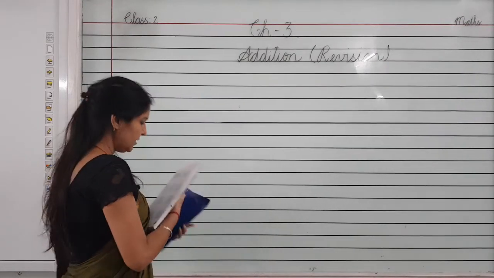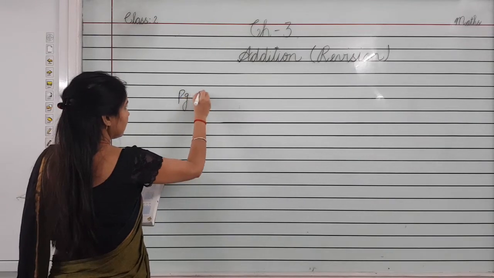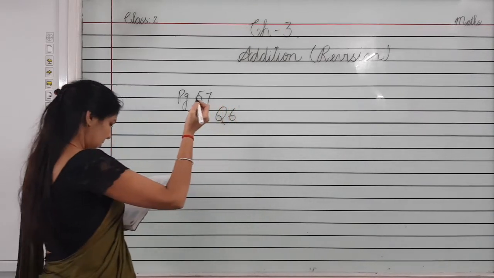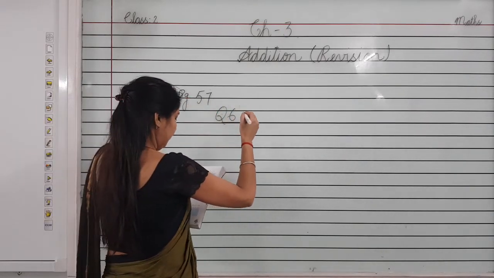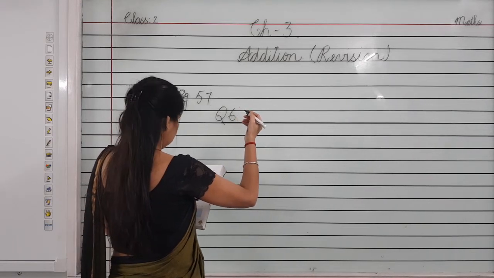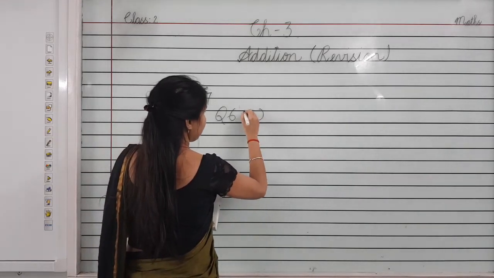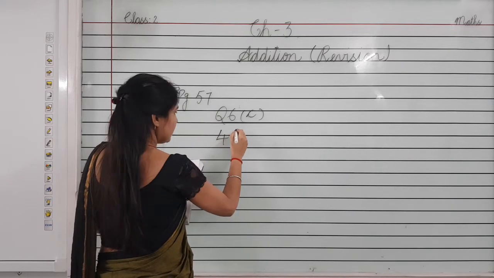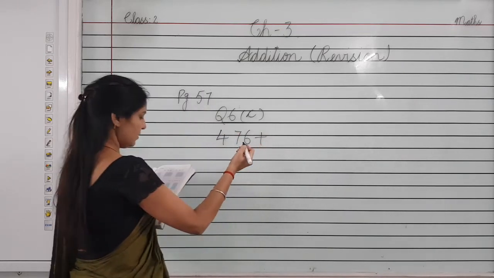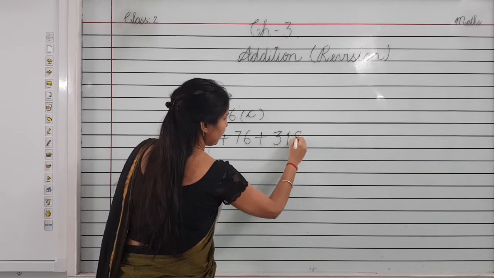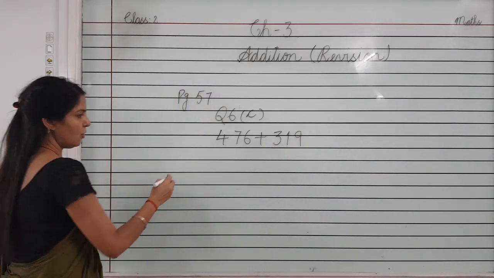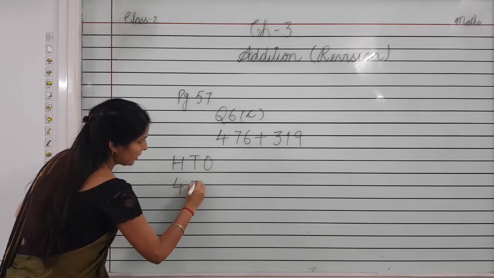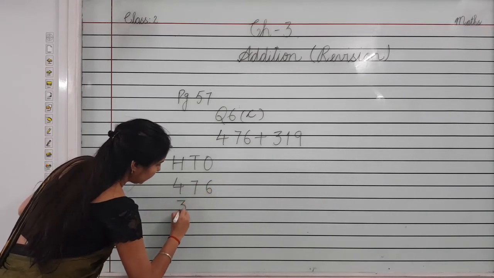In your book, page number 57, question number 6, we will take C part of it first of all. Numbers are 476 plus 319. Now we will arrange these numbers in columns in this pattern. 476 and 319.